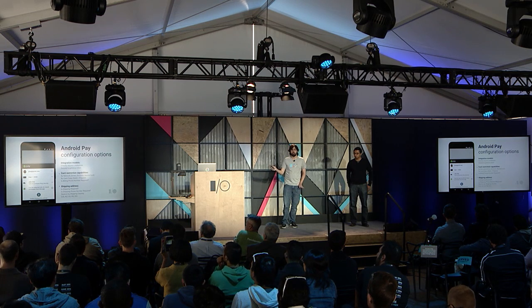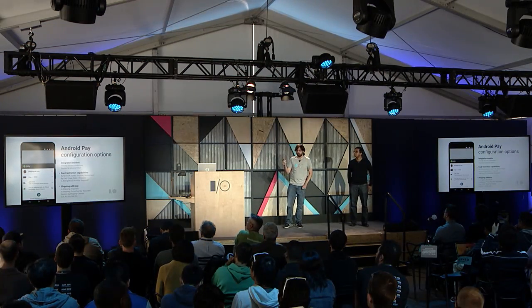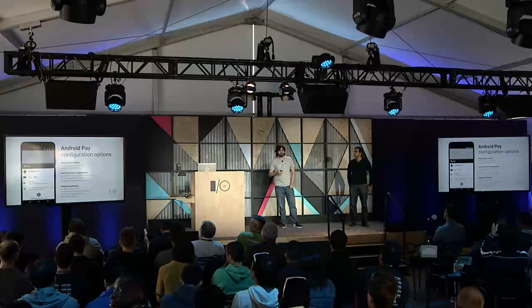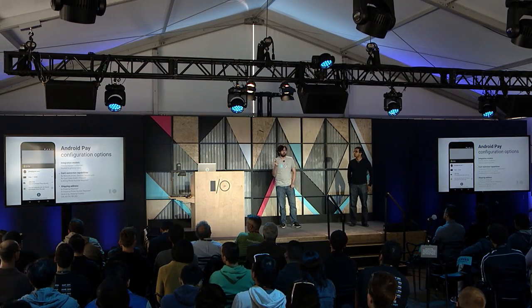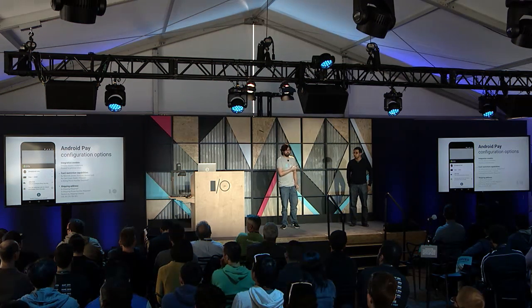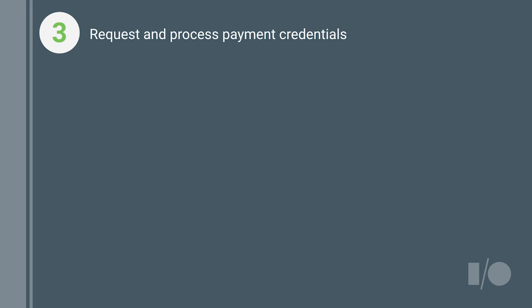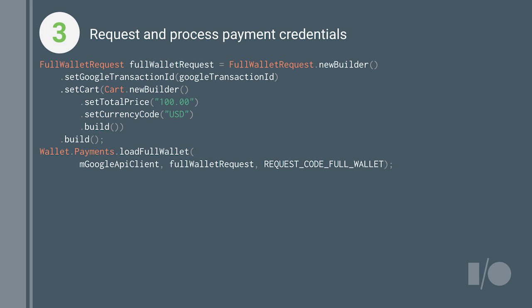OK, now let's just recap. The user has seen the Android Pay button. They have clicked on it. They have selected a card and a shipping address. And they are finally ready to commit and finish the purchase. So what's the next step? It's to charge the user. To do that, you need to request a payment credential from us. And to do that, you call our last API, called FullWallet.